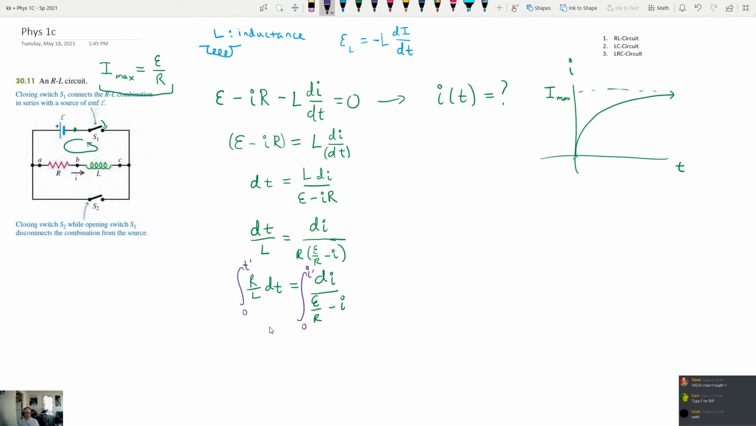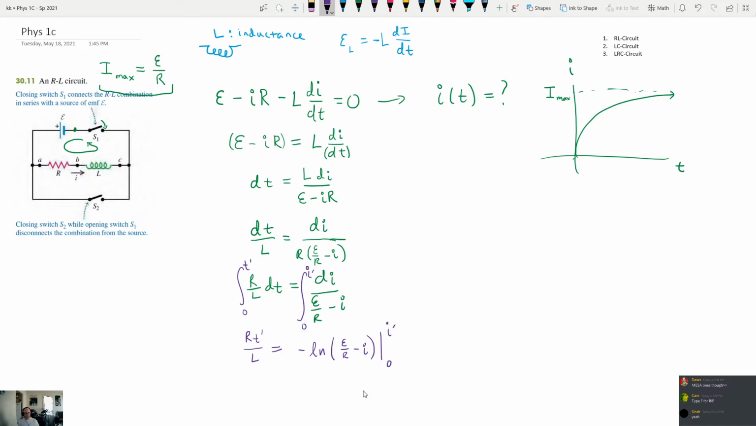Now when we do this integral on the left-hand side, R and L are constants, so they don't do anything. This integral is just going to become t prime times R over L, so R t prime divided by L. On the right-hand side, we have E over R minus I in the denominator, and we're integrating with respect to just I, where E and R are constants. So what do we get out of this integral? Minus the natural log of the denominator, negative log of E over R minus I, and then we can evaluate it from 0 to I prime.